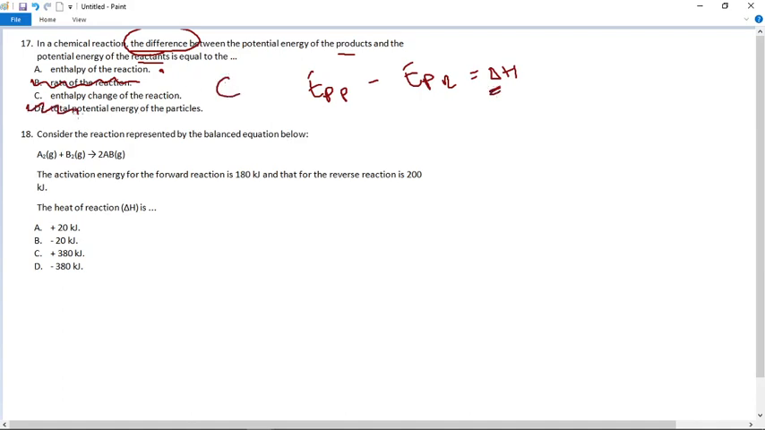The total potential energy of the particles, oh, that's nonsense. Okay, that has got more to do with the bonding than the change that's been described. So that answer is C.